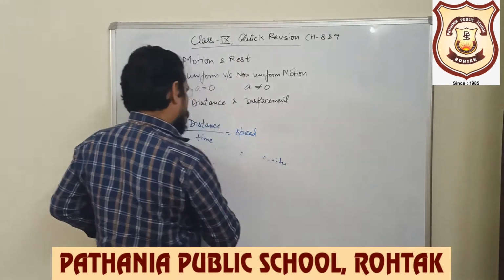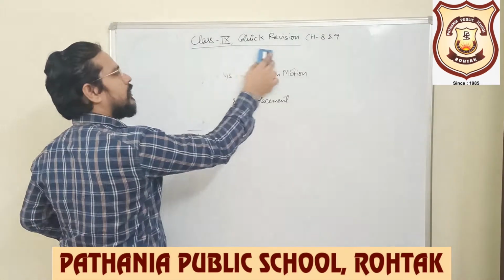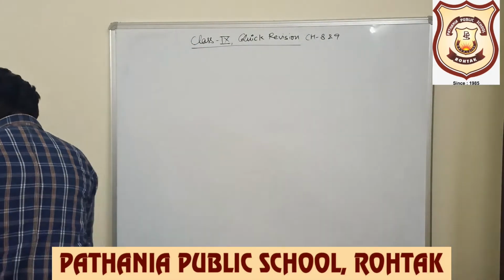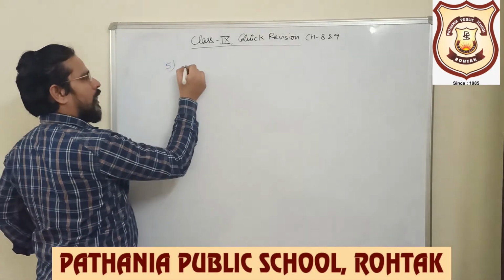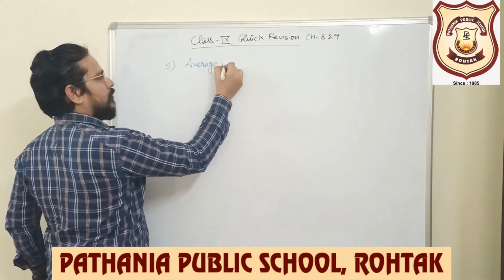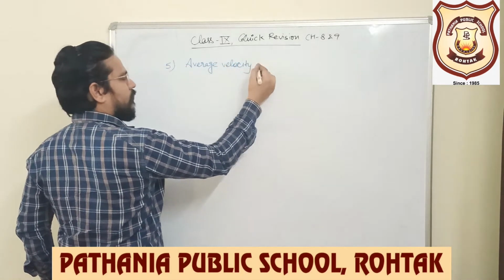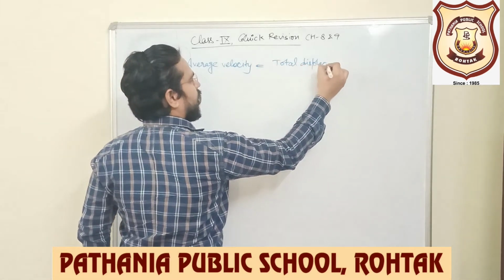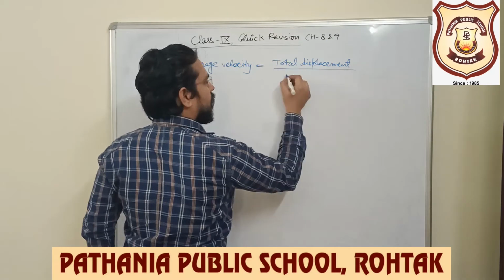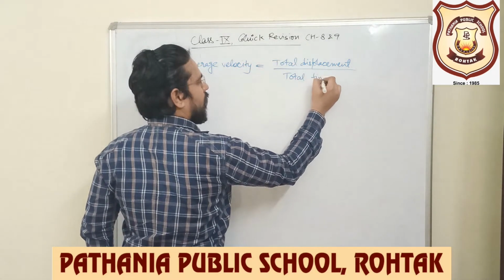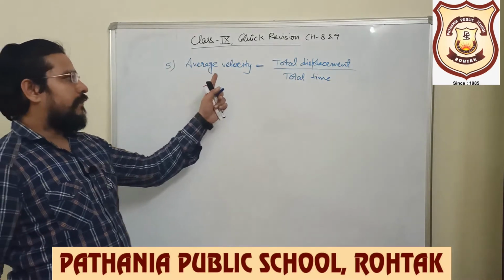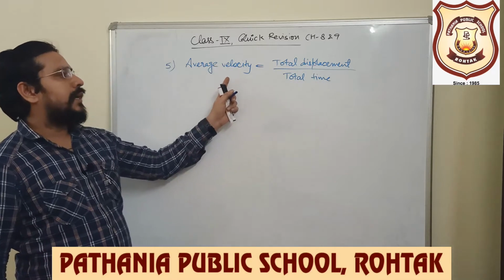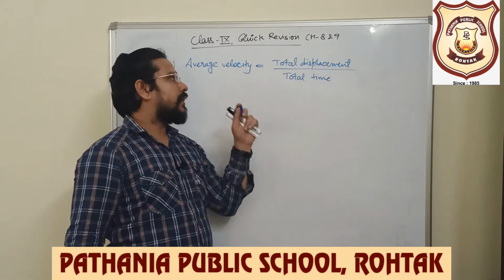Fifth point, we have average velocity, and the numerical of average velocity is very important. Average velocity is defined as total displacement divided by total time. In the same manner, if you want to calculate average speed, then divide total distance by total time. So if speed comes instead of velocity, then distance comes instead of displacement, okay?